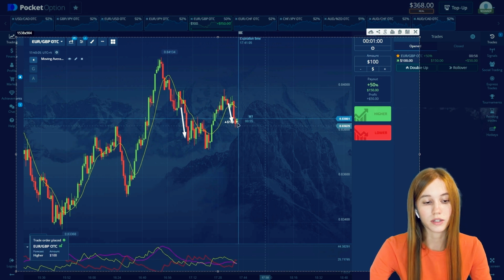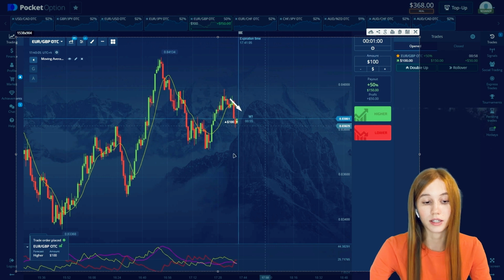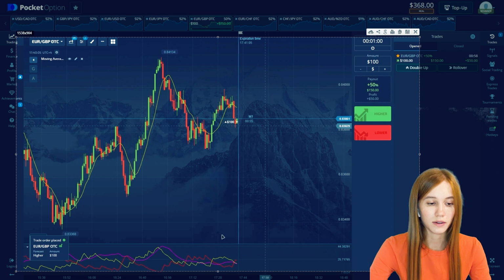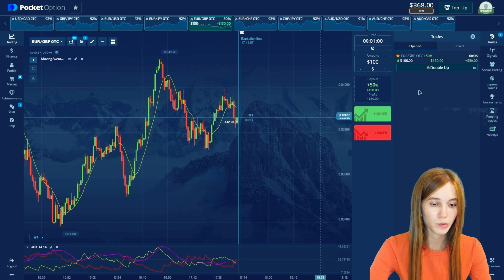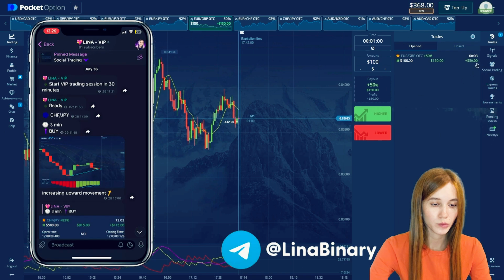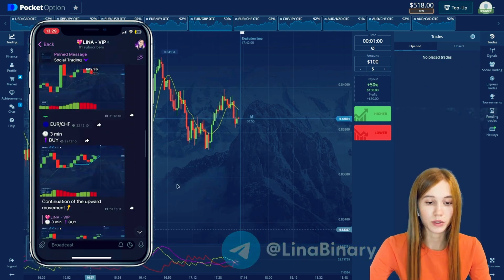The moving average shows a general downward trend. ADX red line prevails over green line, and both lines are directed upwards. That means that the trend is falling. I think there will be a pullback on this candle. Let's see. Several seconds until the end of the deal. Three seconds. One. Last deal, good profit is $50.